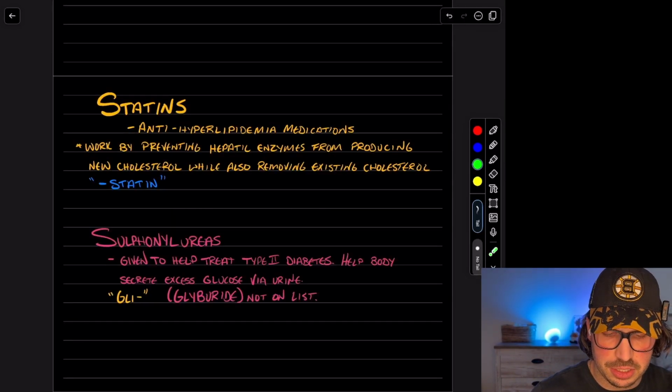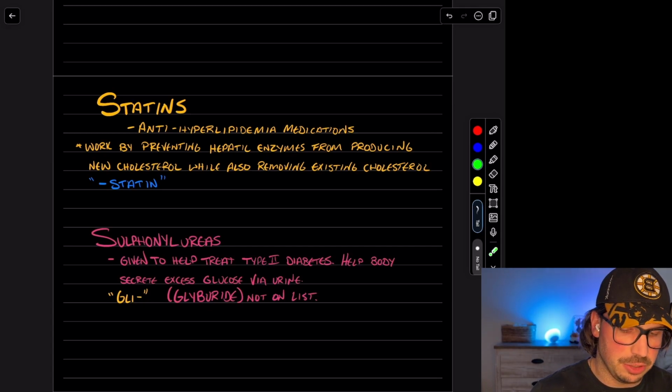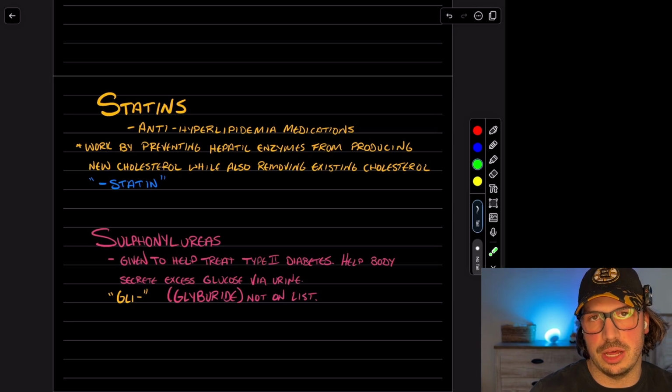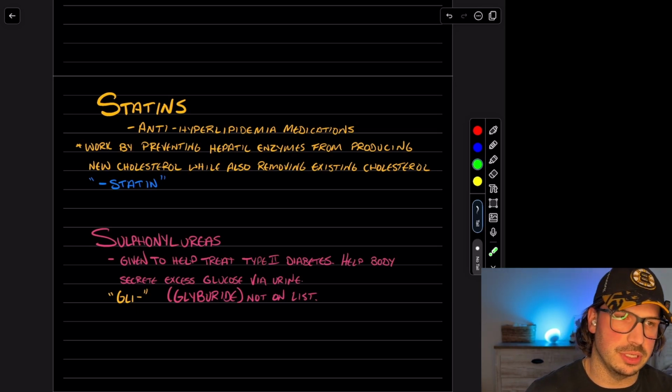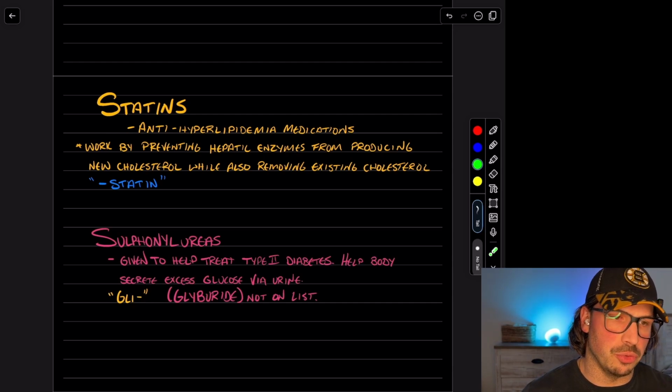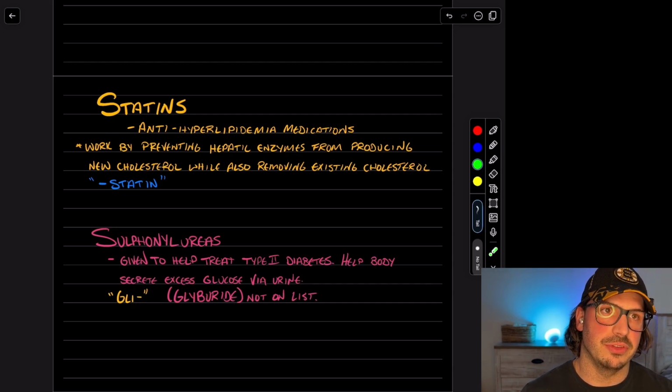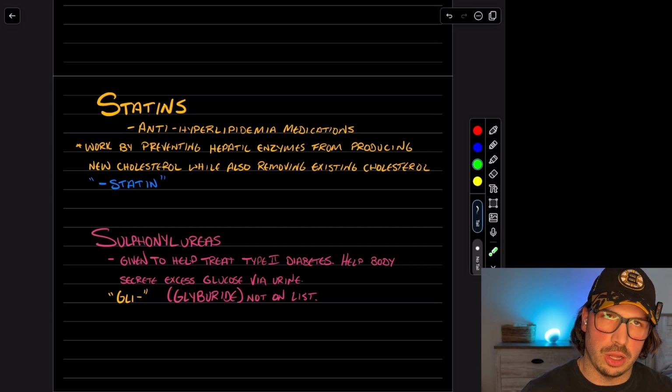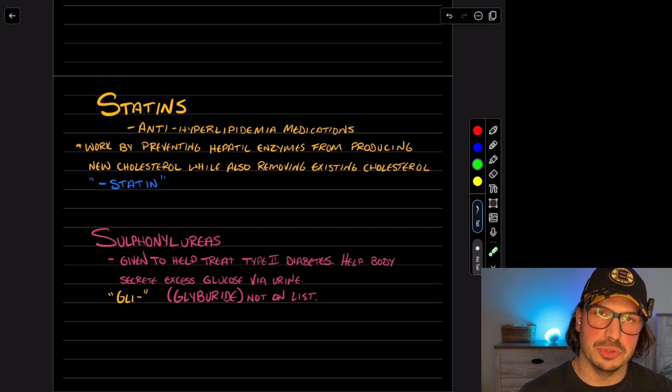So there's a group of medications called statins. These are basically going to be your anti-hyperglycemic meds. These medications are used to help reduce your cholesterol levels. Everyone always thinks the reason you get a lot of bad cholesterol is because of the food you eat. The truth is, a lot of your cholesterol actually gets produced in your liver.